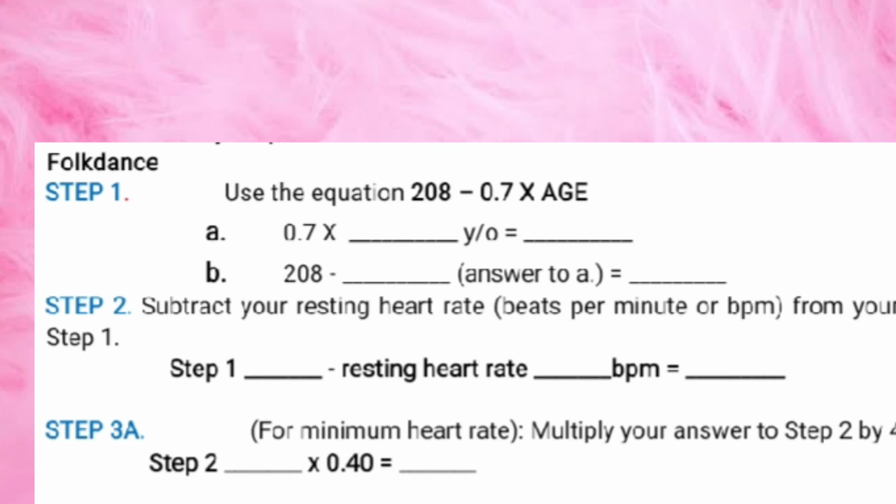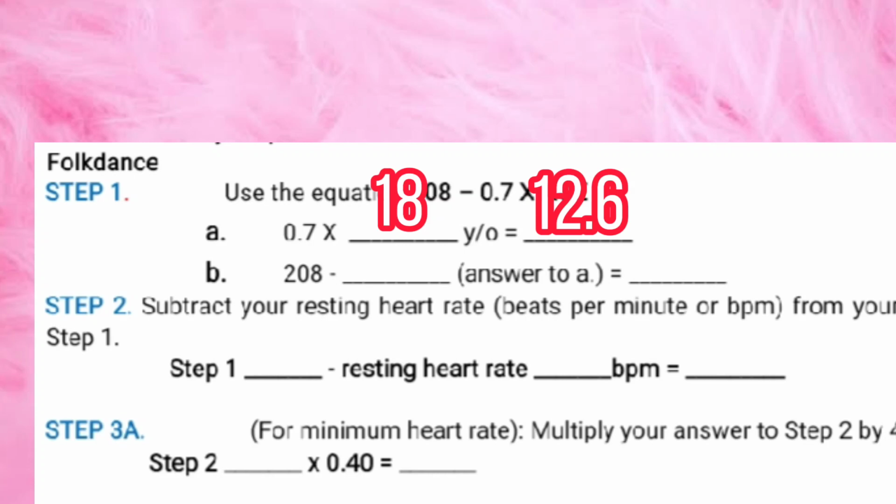For the first step, multiply 0.7 by your age. Let us have an example. Say for instance you are 18 years of age. Then multiply 0.7 by your age, which is 18. The answer will be 12.6.